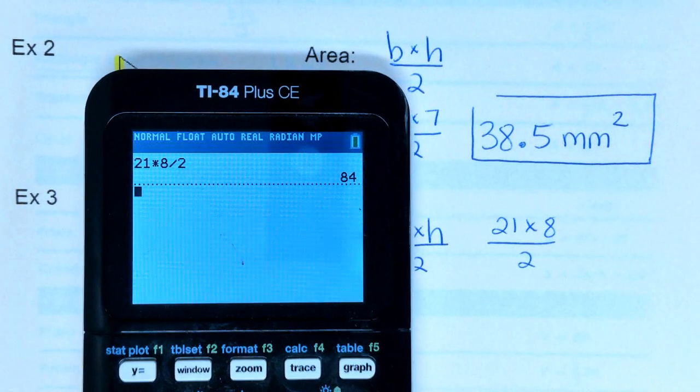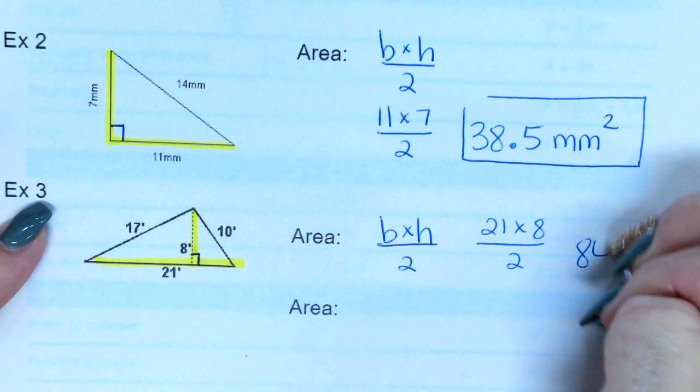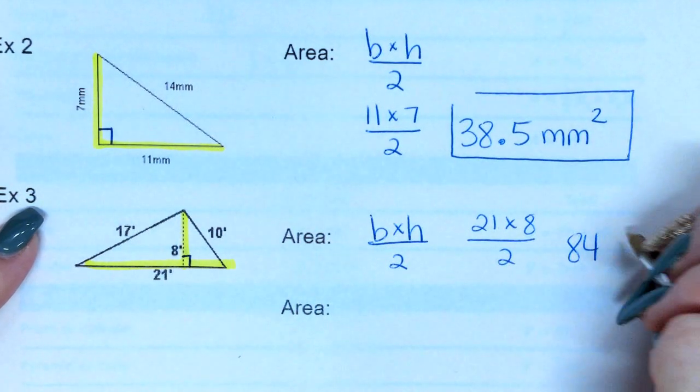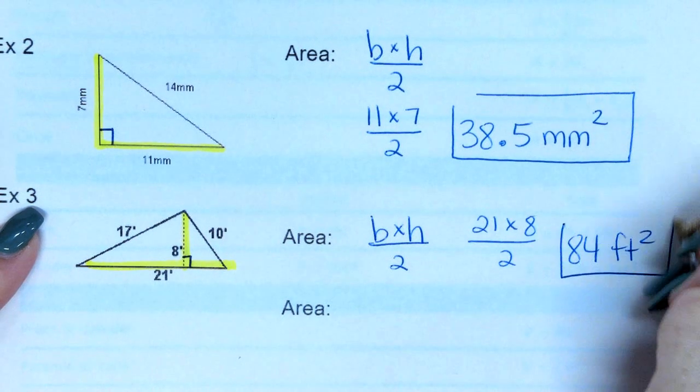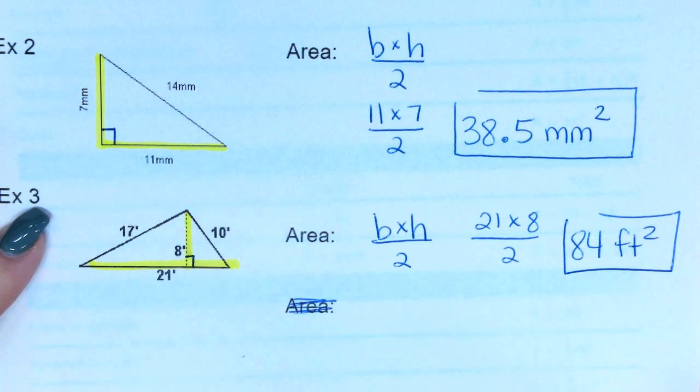What's my answer? 84. And this right here means feet, so feet squared. And I didn't mean to type area twice. That was an accident.